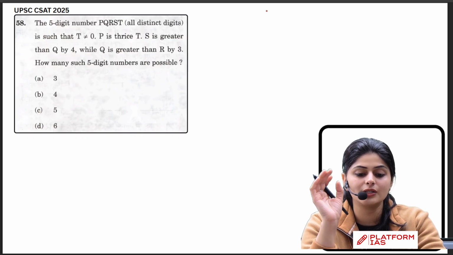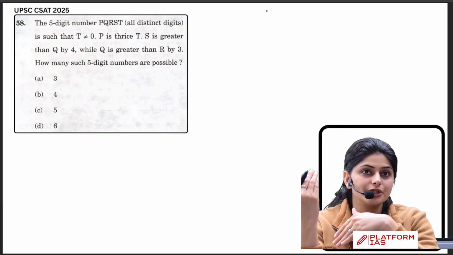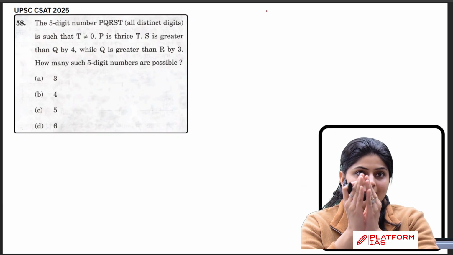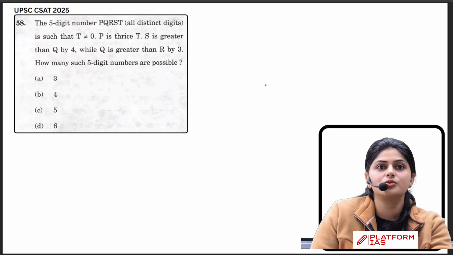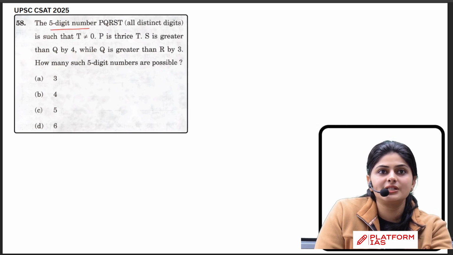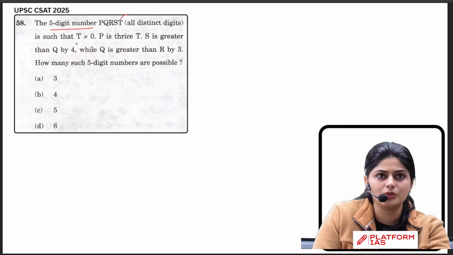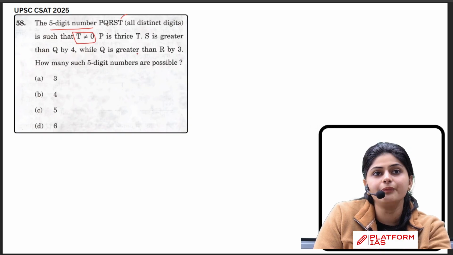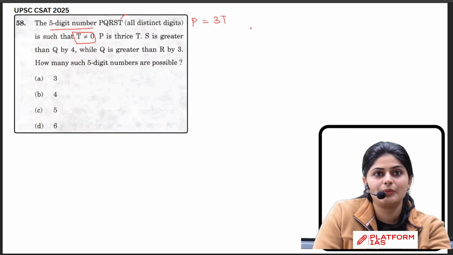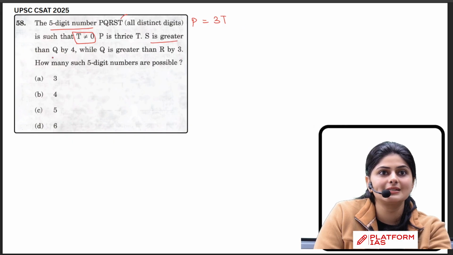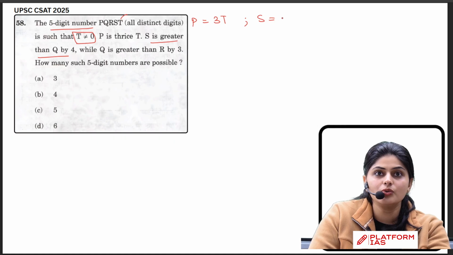So we will write now, as I've already told you, such questions we will break into parts and do step by step, then that will be easy for you to solve. It's a 5-digit number, and this T is not equal to 0. That is the important condition. P is thrice T, that is P is equal to 3T. S is greater than Q by 4, that means S is equal to Q plus 4.